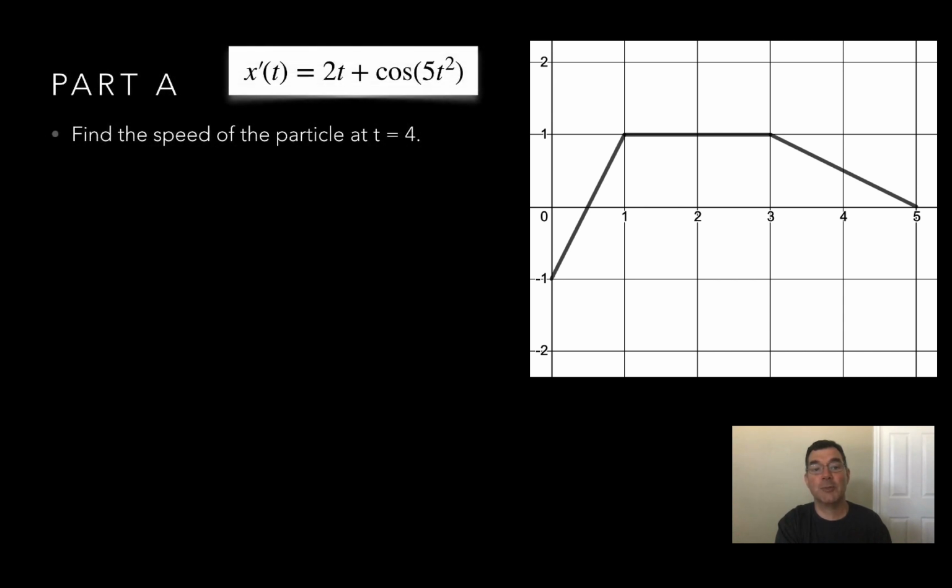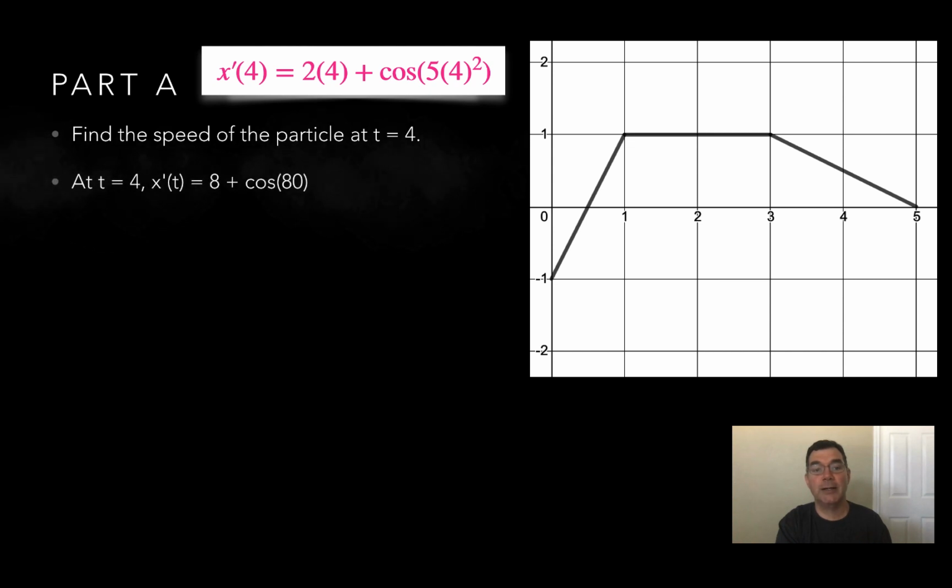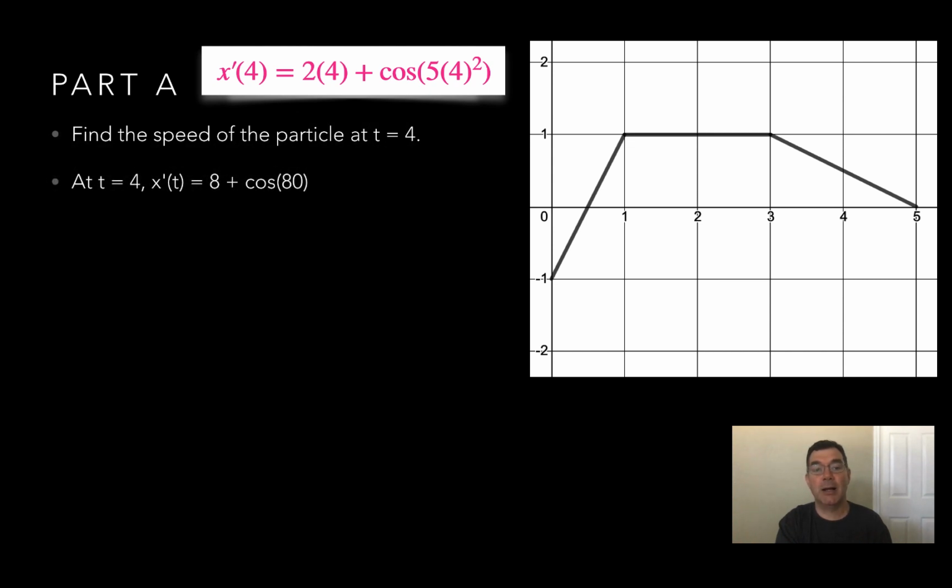So let's look at the first part. I rewrote the derivative of x at the top of the screen, and I still have the graph of y on the right-hand side. So let's find the speed of the particle. When I plug in t equals 4 into x prime, I get 2 times 4 plus the cosine of 5 times 4 squared. That is 8 plus the cosine of 80. That's going to be about 7.890.